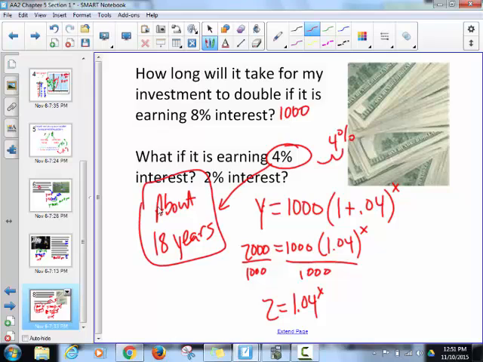Okay, and obviously if I did 8% interest, it'd be a little bit sooner. If I did 2% interest, it'd be a little bit later. But it doesn't matter what my starting value is. Doubling takes the exact same time no matter how much you put in to be able to double it. And that's about that. We'll keep building on our exponents as we go through this chapter.